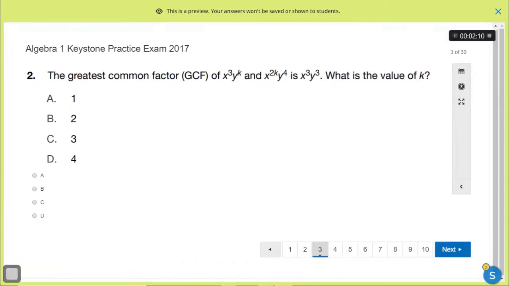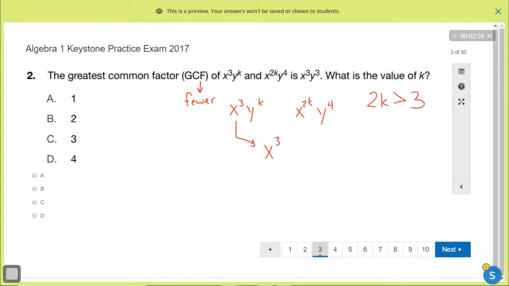Next question. The greatest common factor of x cubed y to the k and x to the 2k y to the fourth is x cubed y cubed. What is the value of k? All right. Well, remember our greatest common factor. One thing we've got to remember about factors, factors are fewer. That means they're going to be taking the fewest that either has to offer when it comes to our variables. All right. So in this case here, if I look at x cubed y to the k versus x to the 2k y to the fourth, I know that x cubed, this one right here, was taken as the fewest. That means 2k must be greater than 3.